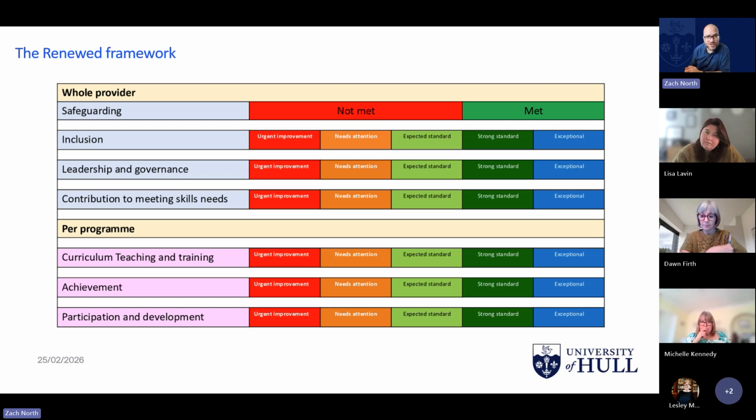Their starting position is that where you're at expected standard, and then move up to strong standard, or down to needs attention, trying to move back up to strong standard, and we'd get a judgment for each of those. We're not able to draw any conclusions, and Ofsted have been super clear about this, that we can't say that good would equal expected standard.